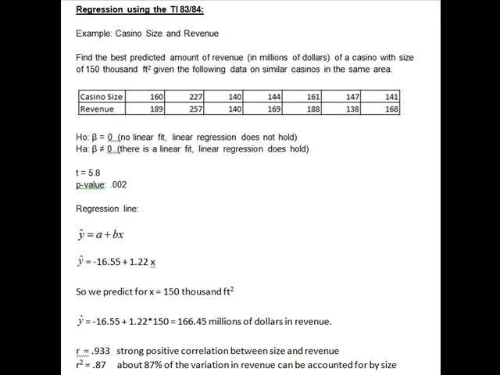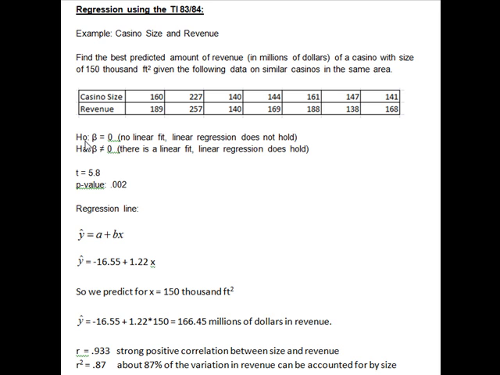Hi class, Professor Dave here, and we're going to show you how to do regression on the TI-83/84 calculator. So let's do an example: casino size and revenue. Find the best predicted amount of revenue in millions of dollars of a casino with size 150,000 square feet. And we have this data. All right, we have casino size and revenue.